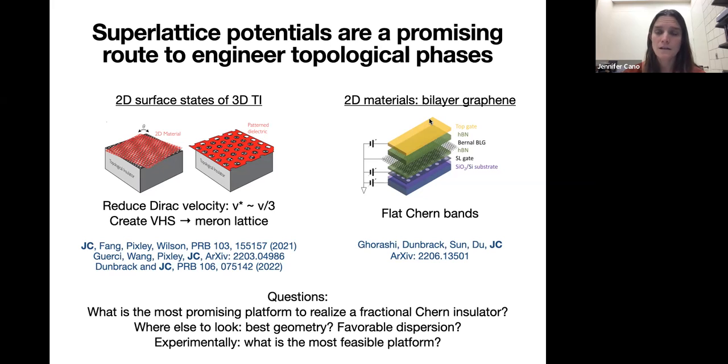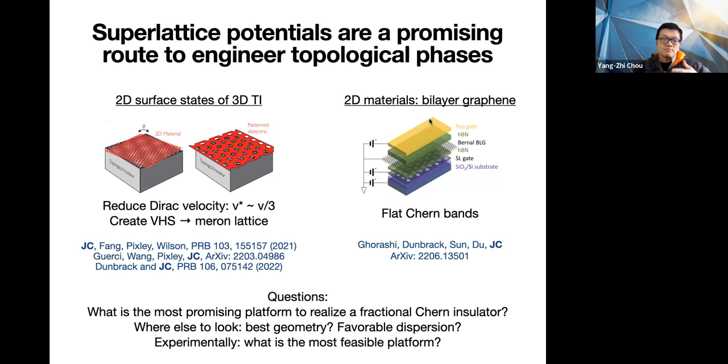I'm also curious if you consider putting, for example, tungsten diselenide on top of bilayer graphene, what will you expect? Will you expect a similar thing?